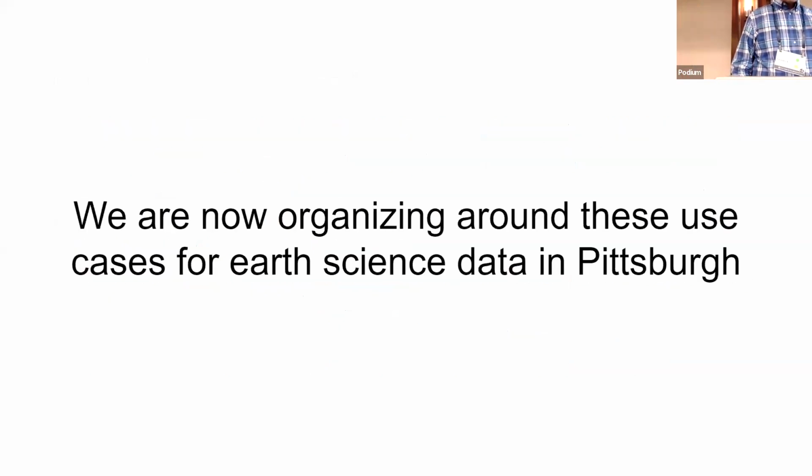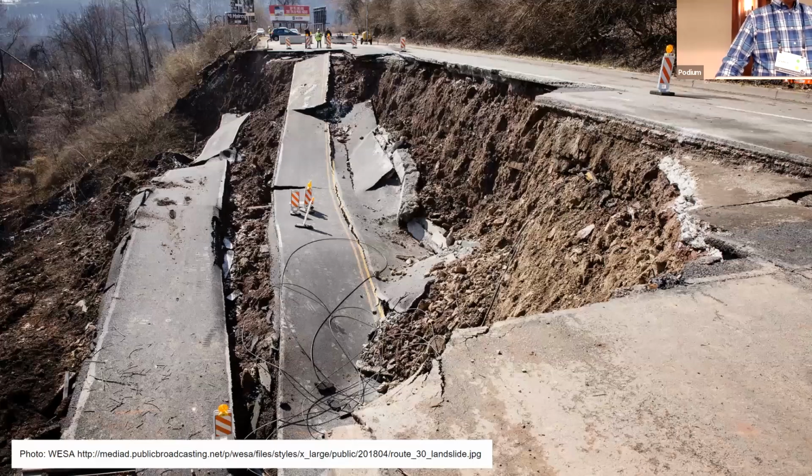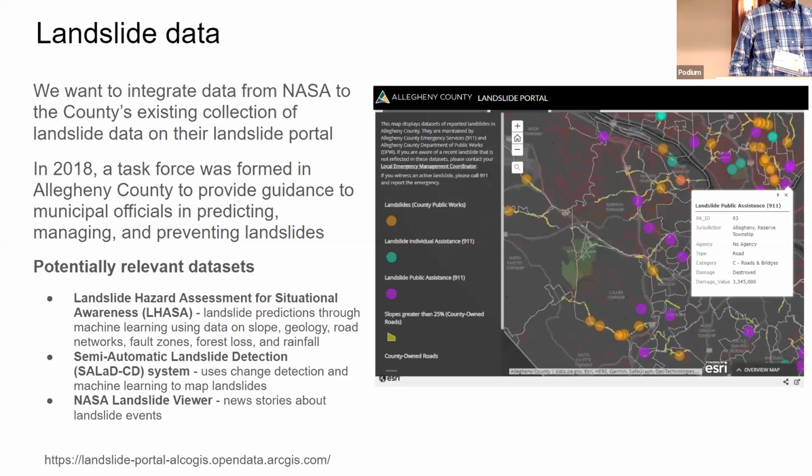So we're organizing around these use cases. Landslides. We have really unstable soil, a lot of rain, and lots of hills. You might have seen it last year at this conference. That's actually a road that fell in on an apartment building.